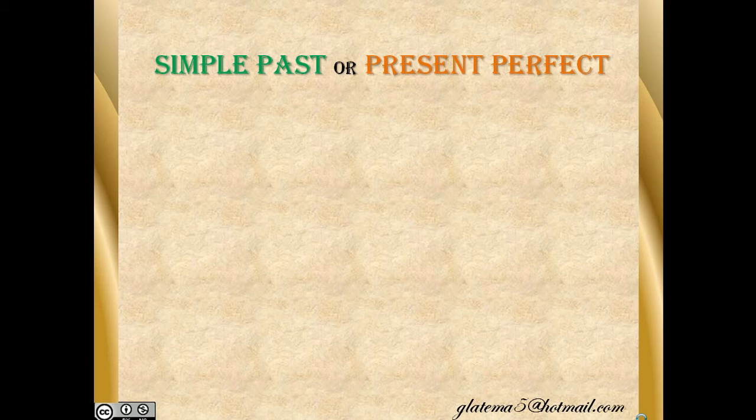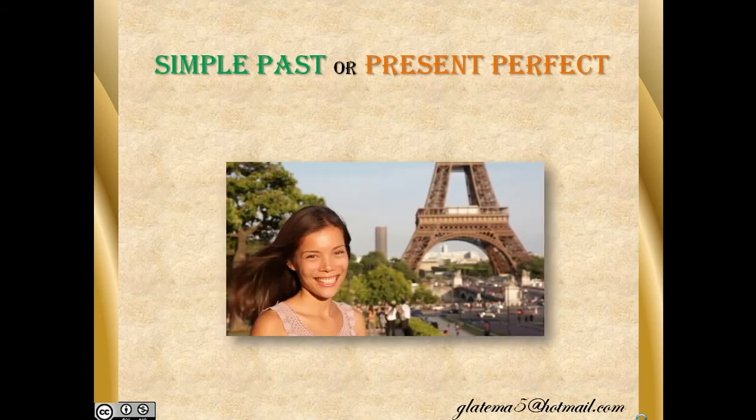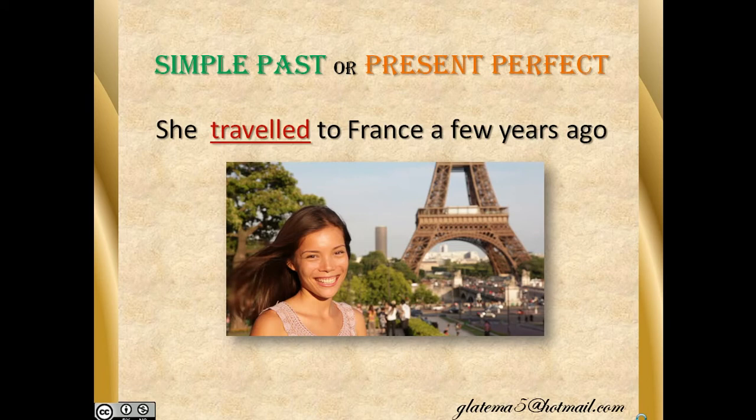Let's recognize if a sentence is in simple past or present perfect. Remember that the simple past is when the action is done, is finished, and the present perfect is when the action started in the past up to the moment that we are speaking. She traveled to France a few years ago. What tense is it? Simple past or present perfect? Yes, it's simple past.